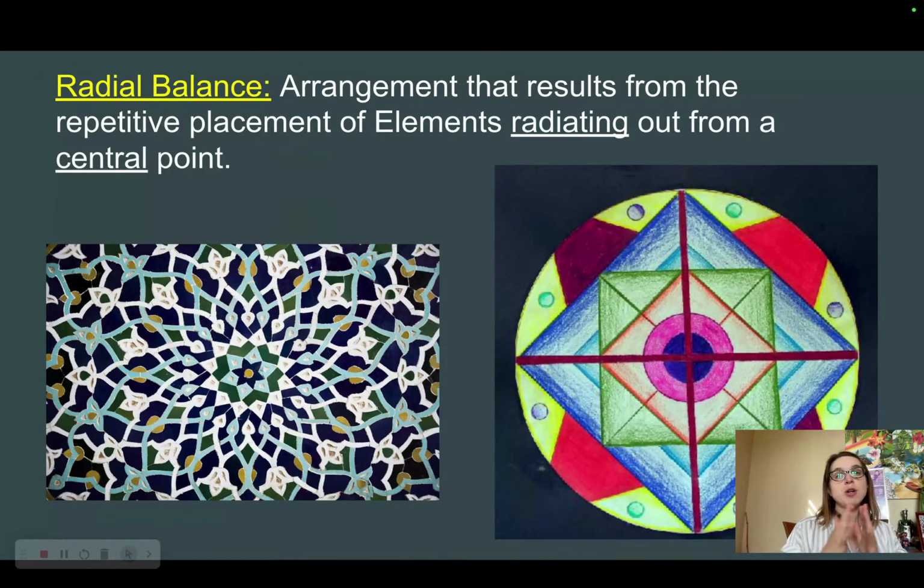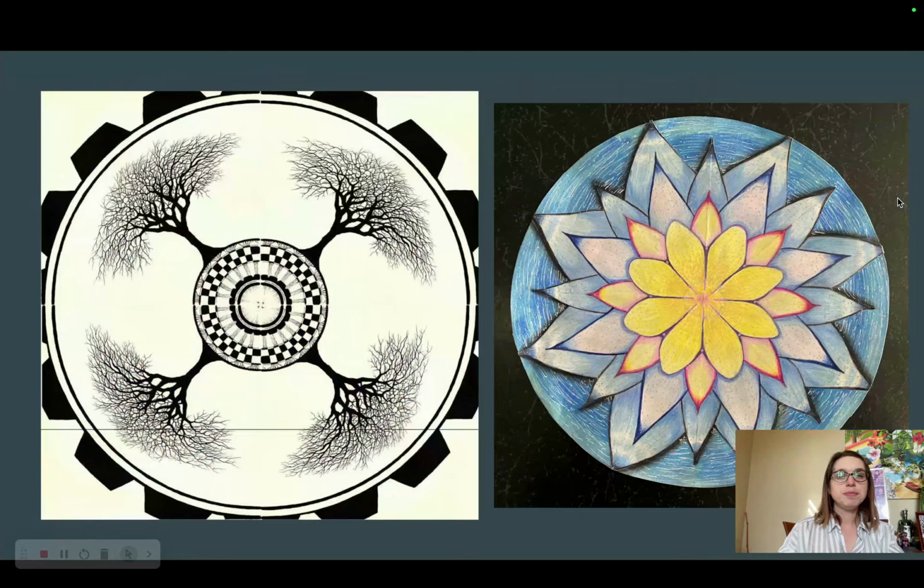Another type of balance is called radial balance. This is an arrangement that results from the repetitive placement of elements radiating out from a central point. Think of a flower. Most flowers have a center and there's things radiating outward. So yes, it does appear fairly symmetrical, but we can also say that the balance is radial.